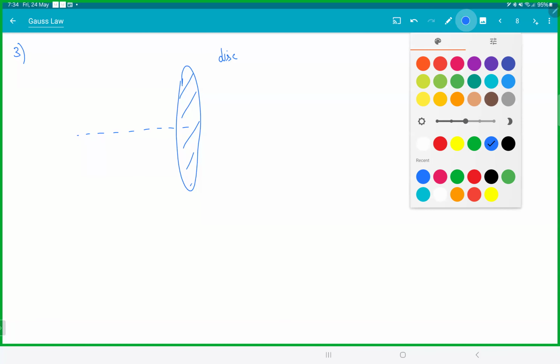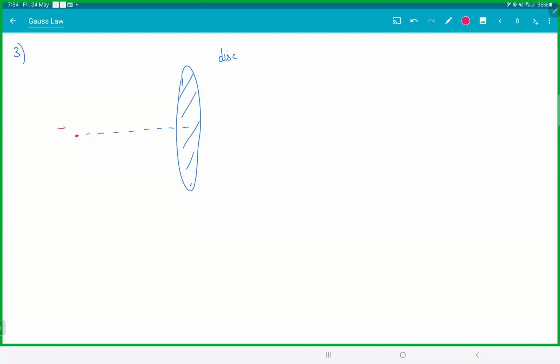So we have a disk here. We have a charge Q here. This is an angle theta. The disk's radius is R. Find the flux passing through the disk due to the point charge. The field is not uniform. You can't use any projected area here.